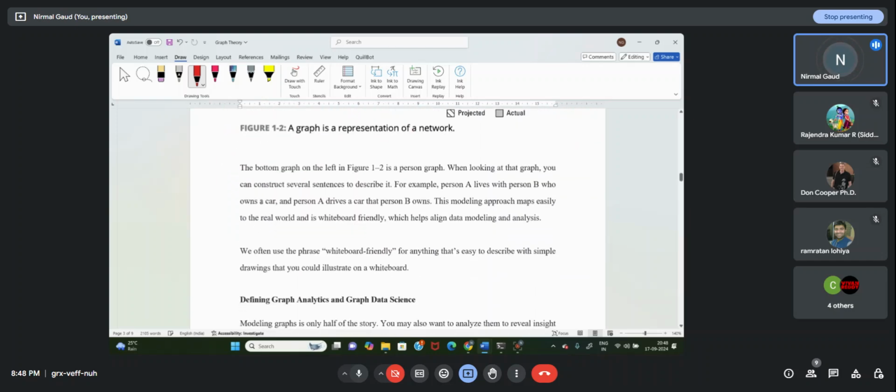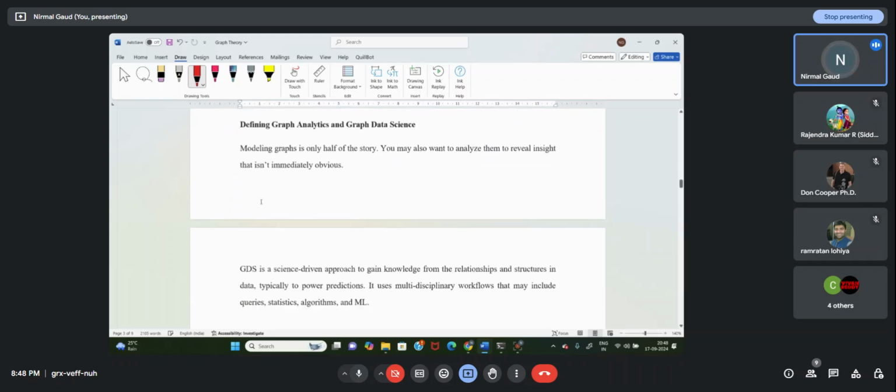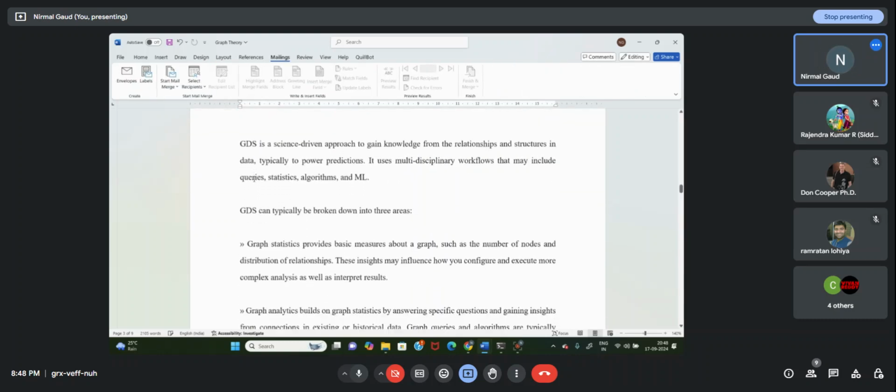Okay, so defining graph. Modeling a graph is only half of the story. A graph in data science is drawn to gain knowledge, to identify the relationship. My theme of data science is this only, to identify the relationship in the data. That's why I'm learning data science and machine learning, to identify the relationship in the data, to analyze the patterns in the data.